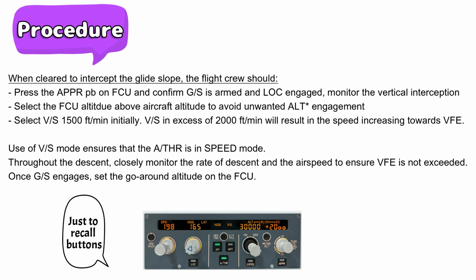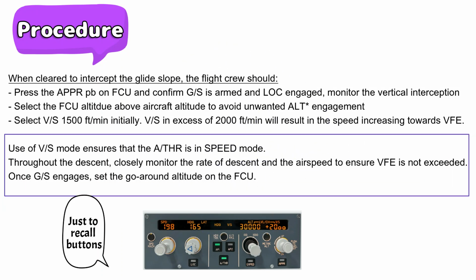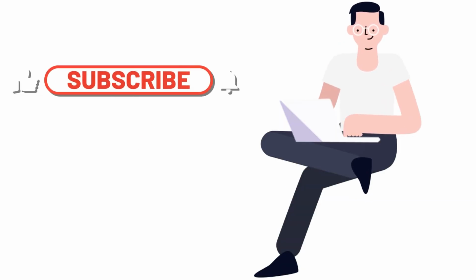Using the VS mode ensures that the auto thrust remains in speed mode. Throughout the descent, closely monitor the rate of descent and the airspeed to ensure VFE is not exceeded. Once GS engages, set the go-around altitude on the FCU. This completes the procedure.